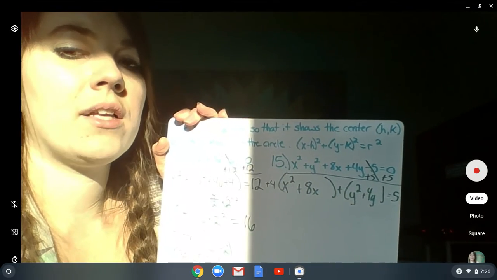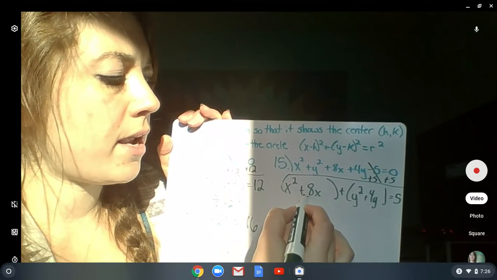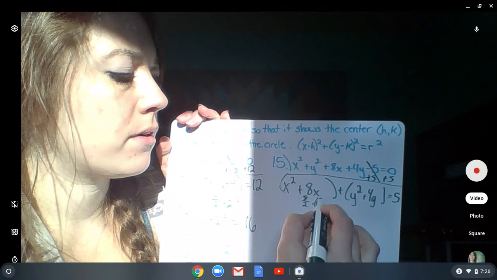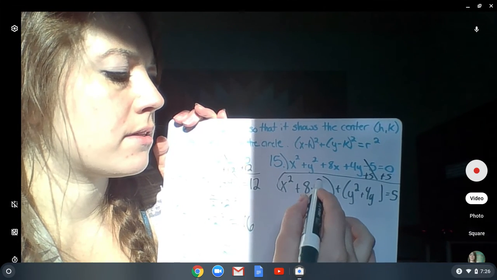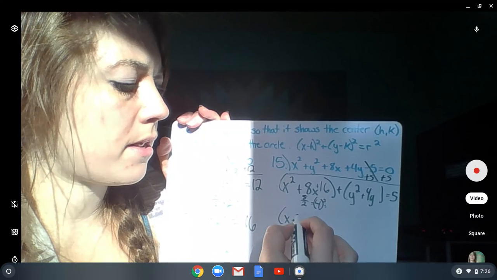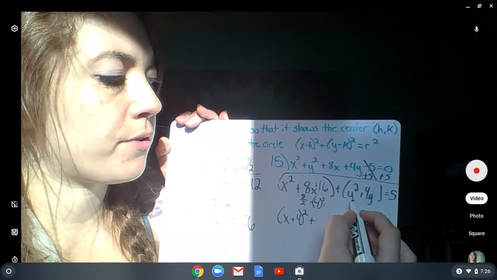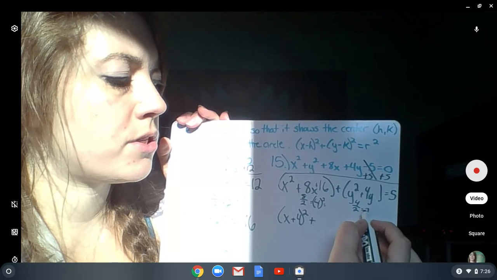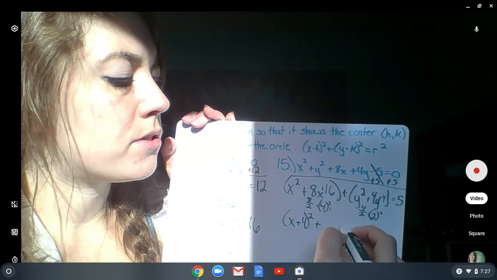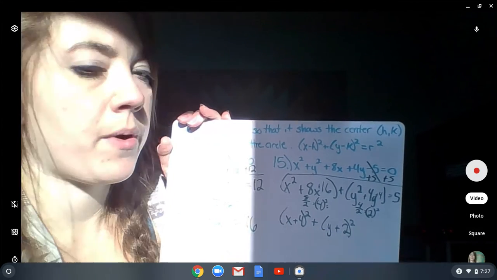So I just did that all in one go. Okay, so we take our 8, divide it by 2, we get 4. 4 squared is 16. So this first one is going to factor to x plus 4 squared plus. Now we come over here. 4 divided by 2 is 2. 2 squared is 4. So now we're going to have plus y plus 2 squared.